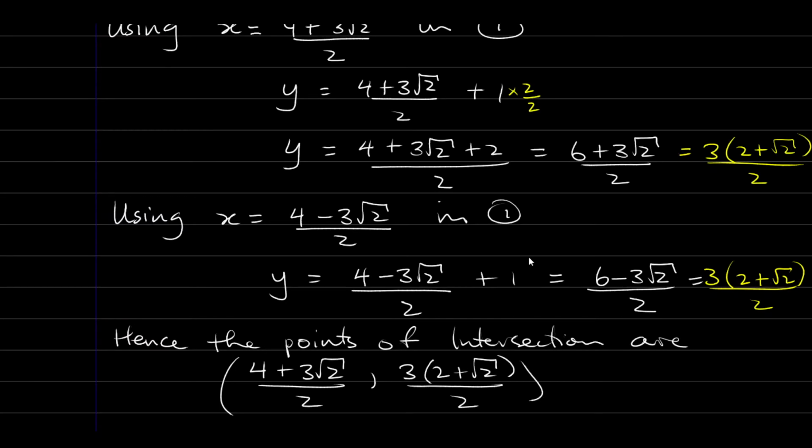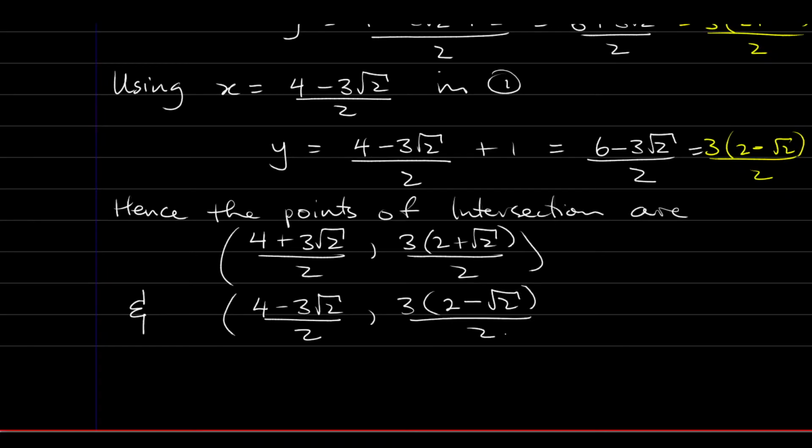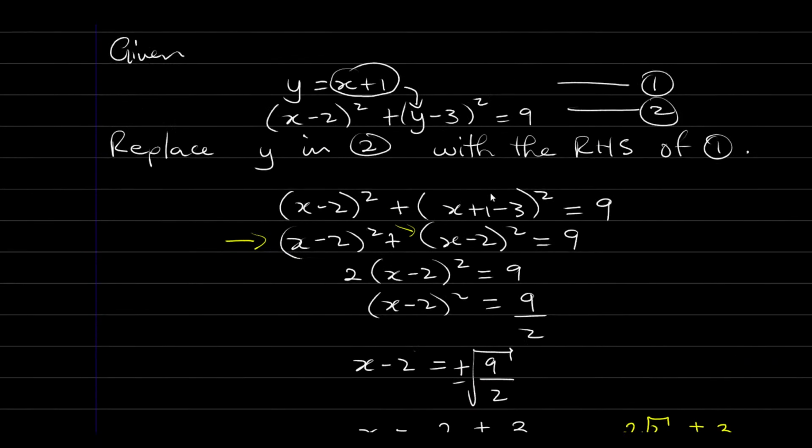That's 1. And the next one is going to be 4 minus 3 root 2 over 2, and then 3 into 2. This here is a minus, not a plus. Yeah, minus root 2 all over 2, right? And that's going to be it. That's going to be the end of that, right?